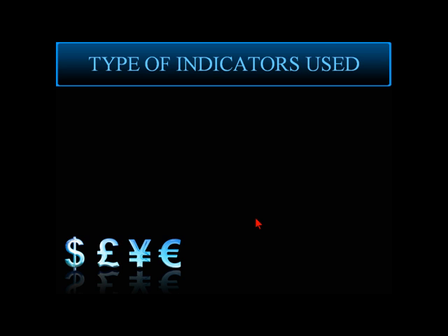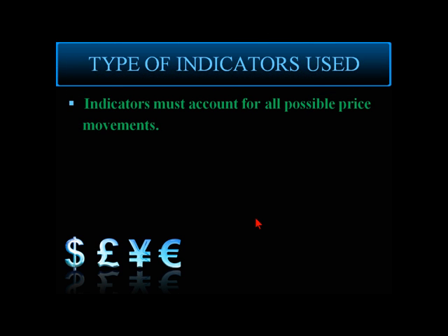Now, of course, equally, if not more important than the data that you use, are the type of indicators that you use when you're day trading. Indicators must account for all possible price movements. Now, equities move in one of 4 ways. They cycle, they trend, they cycle within a trend, and they consolidate.